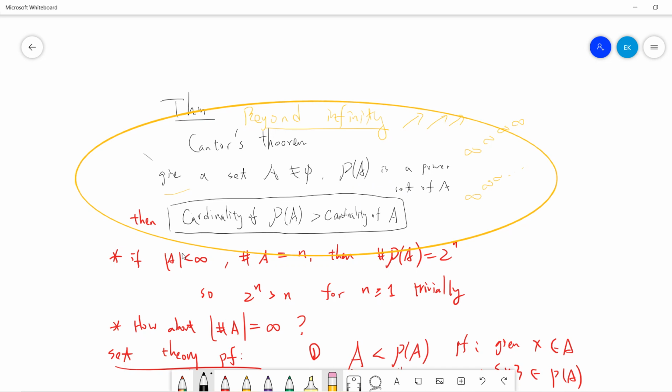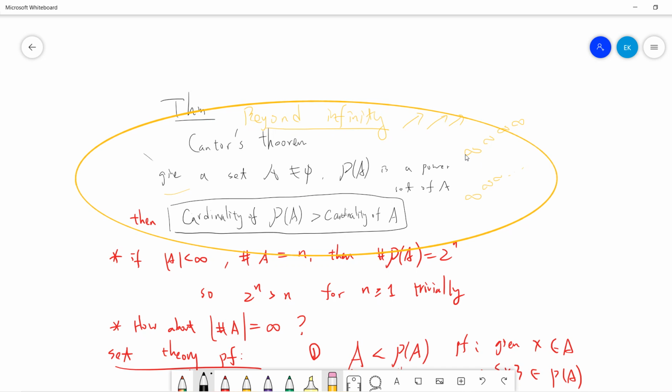We want to say that the cardinality of the power set must be strictly greater than the cardinality of A. So this means that if you have an infinite set, then there must be some infinite set whose cardinality is bigger than yours, and that set can be your power set. So this is somehow like going beyond infinity.